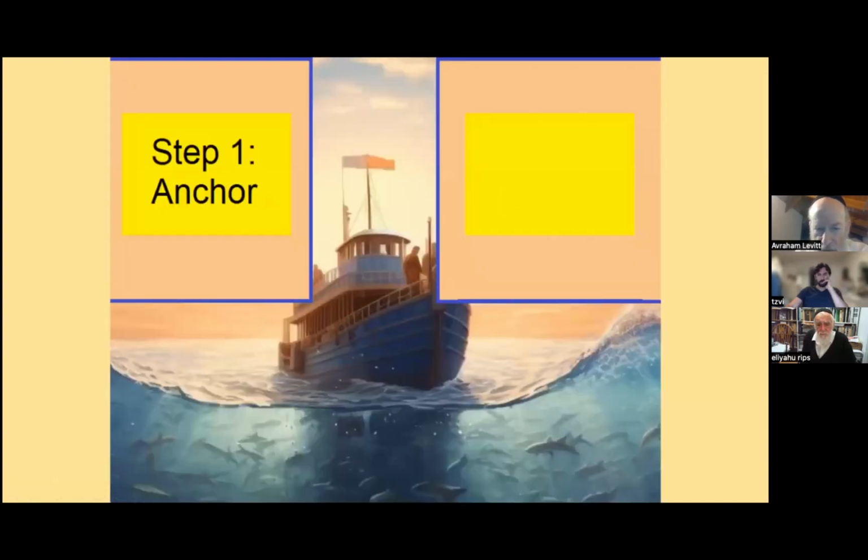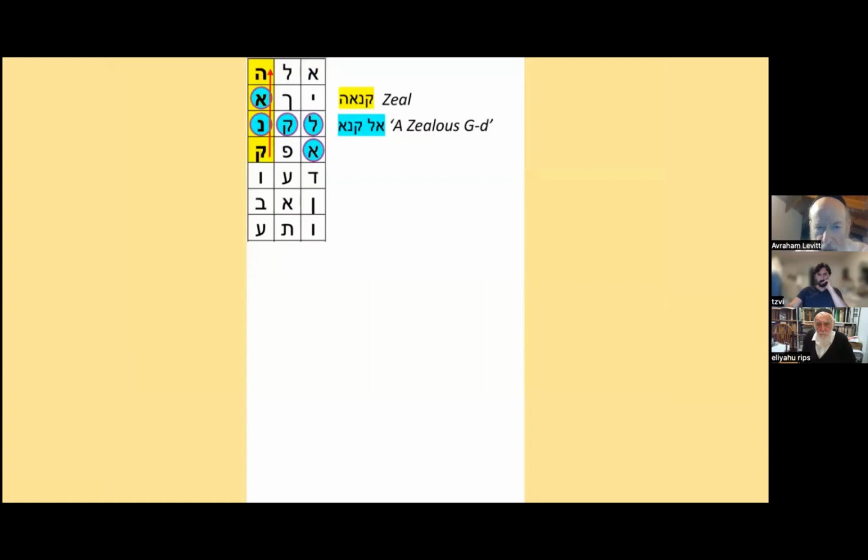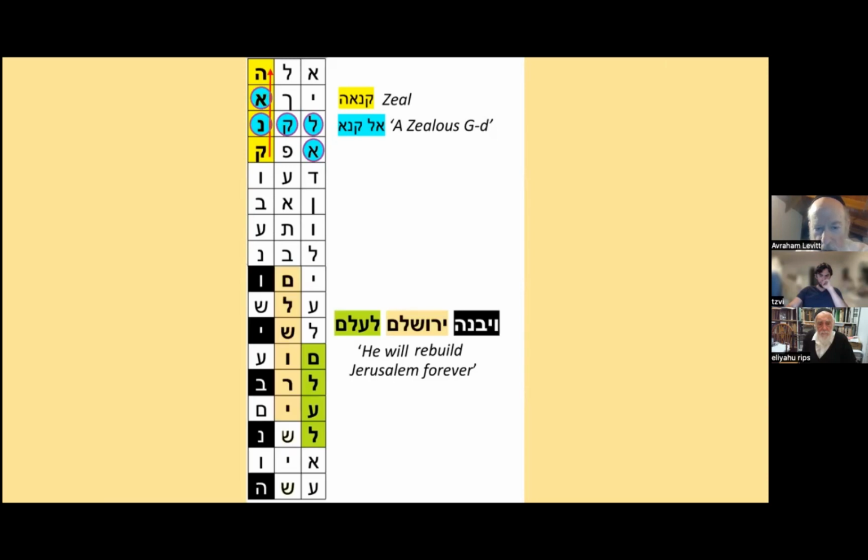That's our anchor. And here is our anchor. Not only the word zeal with skip of only 3, which is very unusual, but also the signal itself is echoing. A zealous God is in blue there, and it's right in the beginning of the 10 Commandments. So we found our anchor, we found our place to look. And step 2 is to find the treasure, and the treasure is right here below the anchor, next to the anchor. He will rebuild Jerusalem forever.